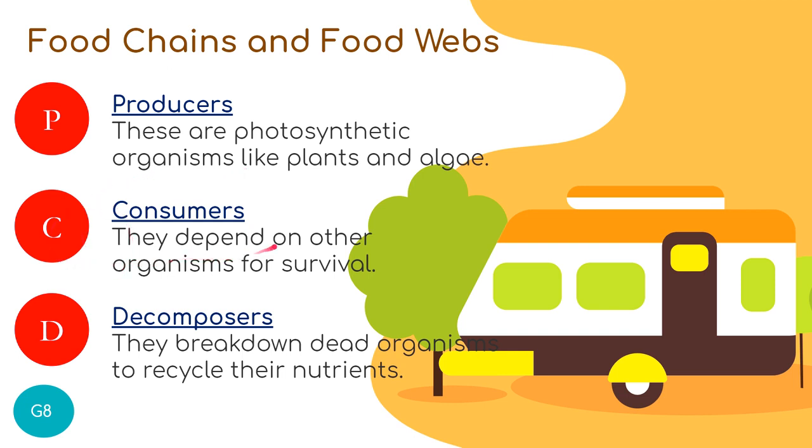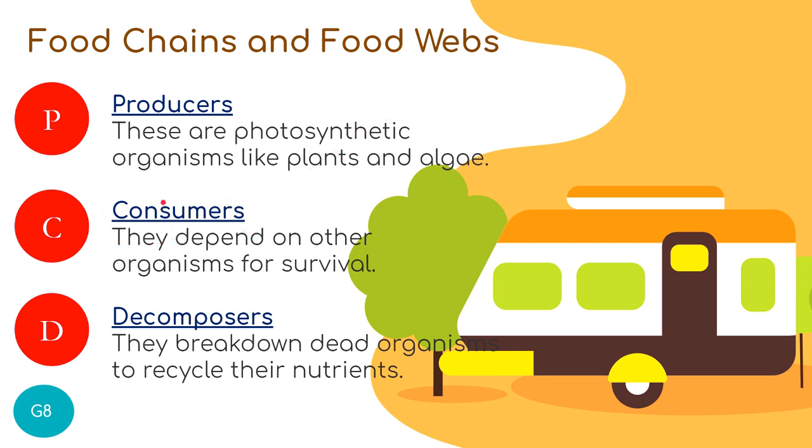Consumers, on the other hand, cannot make their own food. And producers are also called autotrophs. Auto, then troph. Troph means feeding or to feed. So they can feed themselves. Auto, self, they can feed themselves.